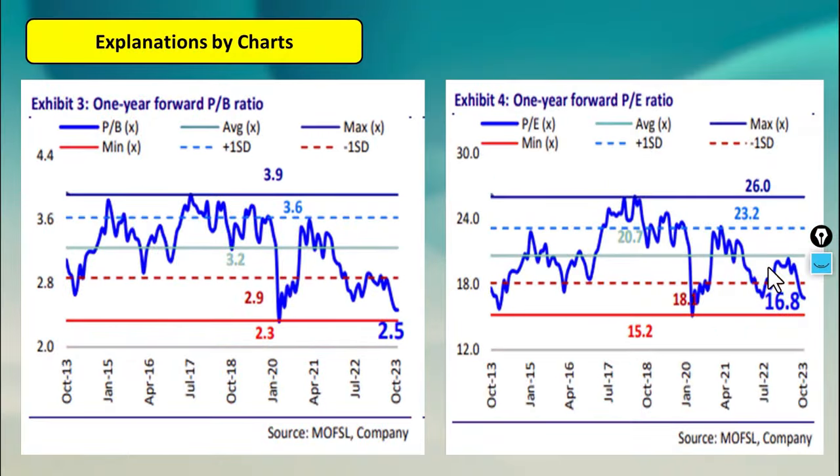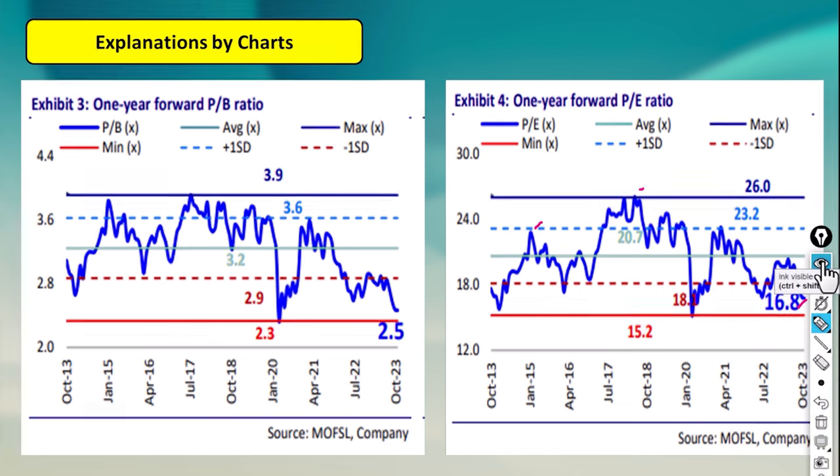Also, you can see the 1 year forward P/E ratio. In order to have a valuation perspective, you can see that in Jan 15 it was around 24, it went to 26 in October 18, then it went down, and now it is around 16.8. So it will give you very good knowledge of how the company has been valued over the years. Initially there was a euphoria and the P/E ratio went up, then it stabilized, and this gives you an indication of how the stock price has performed over the years.